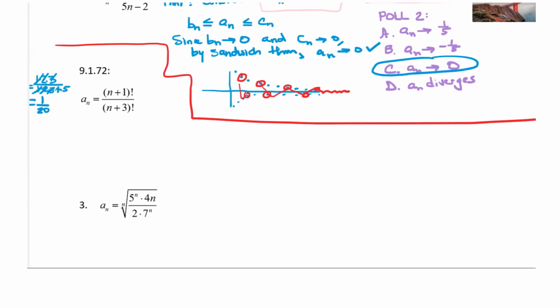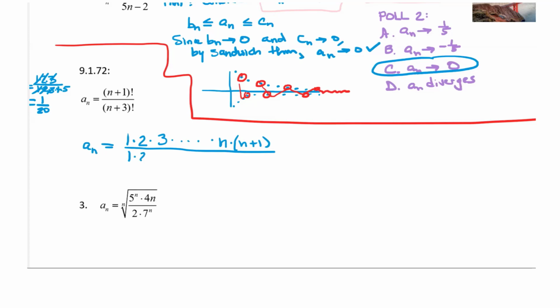So here we have our sequence, our nth term of our sequence is defined to be n plus 1 factorial over n plus 3 factorial. So before I even try to figure out if this has a limit or not, I'm going to just see if I can simplify this a bit. In the numerator, n plus 1 factorial is saying multiply all the numbers up to n plus 1. So that would be 1 times 2 times 3, etc., all the way up to n, and then times n plus 1. And then in the denominator, we have all of those terms plus a couple more, right? Because it goes all the way up to n plus 3.